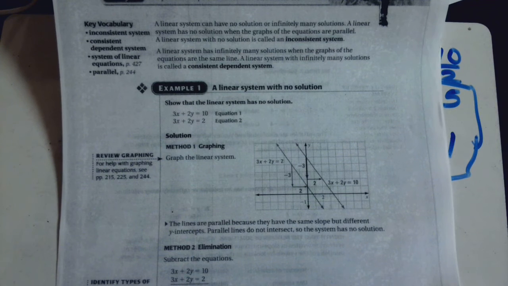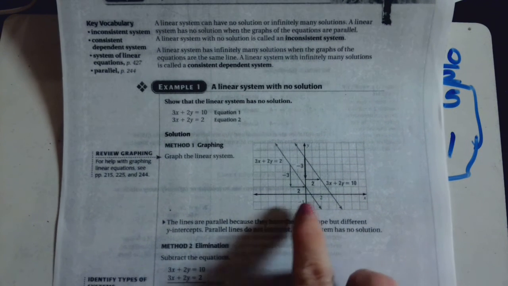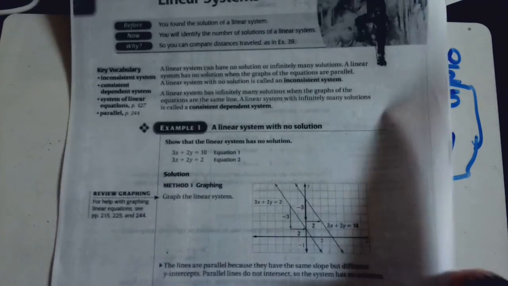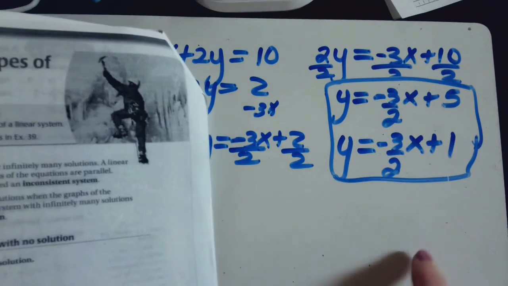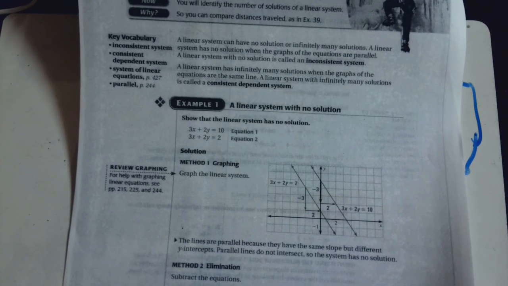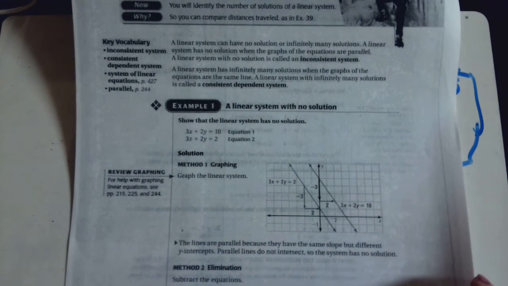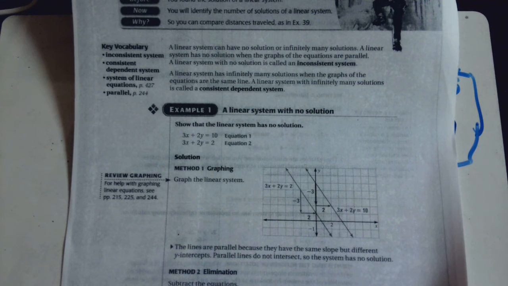So one of the ways that you can tell without even solving, and just looking at it when it's in slope-intercept form, is if they have the same slope, then you know for sure that it is going to be parallel lines and inconsistent. They never cross, so they never have an x and y. All right?